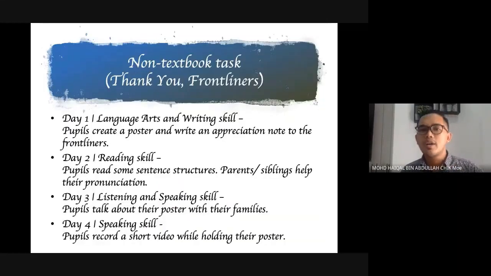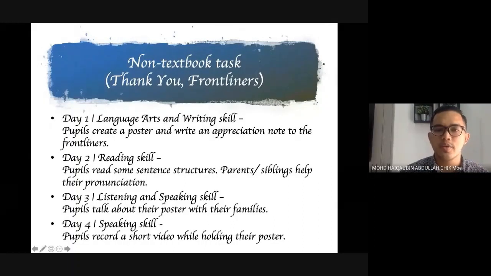I also want to share a non-textbook task that I did with my students. I call that week the Thank You Frontliners week. Day one, I focus on language arts and also writing skill. Pupils create a poster and write an appreciation note to the frontliners. Day two, reading skill. Pupils read some sentence structures given by me, and I ask parents or their siblings to help them with their pronunciation. Some also message me personally saying that they don't know how to pronounce such words.